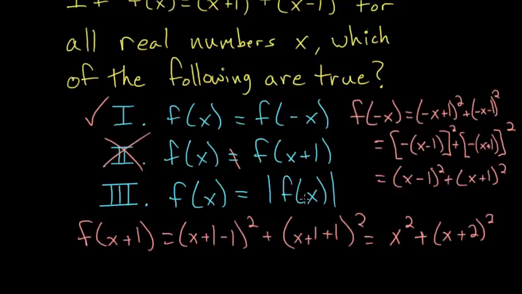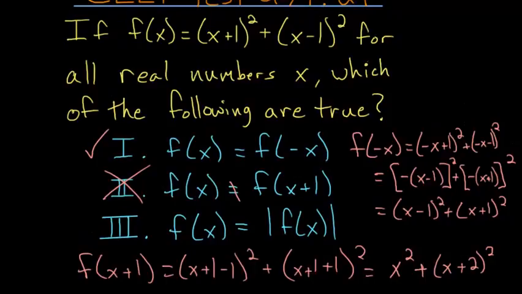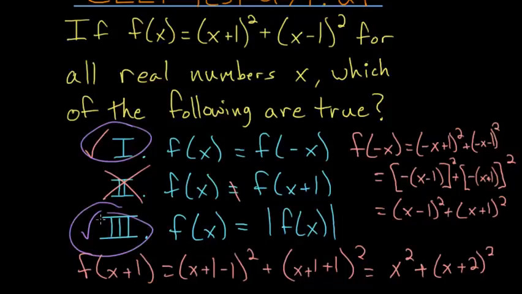For the third one, we need to figure out if the absolute value of the function is the same thing as the function. If we take the absolute value of f of x, notice that we have two squares added together. A squared number is always going to be positive, since if you square, let's say, negative 3, you get a positive 9. So taking the absolute value of numbers that are already positive isn't going to change anything. So f of x is indeed equal to the absolute value of f of x. So that's true as well. Our final answer is that number 1 and number 3 are both true.